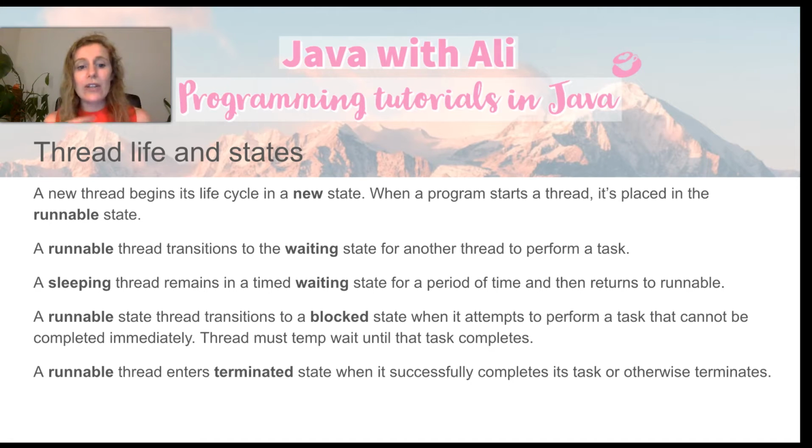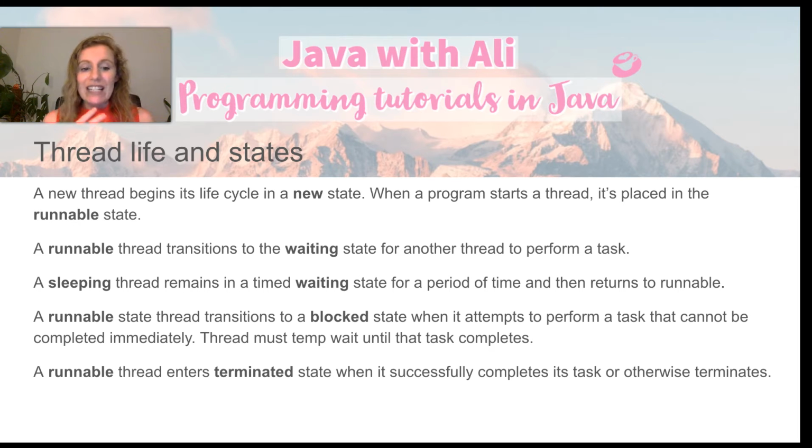A runnable state thread transitions to a blocked state. Somebody's blocking the treadmill. They're not running on it, they're just putting their legs on the two sides. They're blocking the treadmill, but they're not running. And the thread must temporarily wait until that task completes.